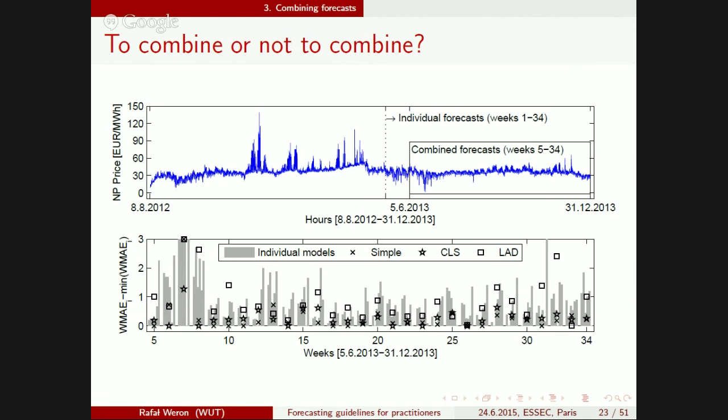So should we combine or not? In this example, we look at data from the Nord Pool region. This is just a calibration period for the individual models, and then the combined forecasts are computed for this rectangular window here. The lower plot shows the errors of the different methods. All the individual methods are just gray bars. I do not distinguish between the different methods here. And the different symbols like X, star, or square are different combination schemes, different methods to combine forecasts. The simple one is just the 1/n simple arithmetic average. The others use more sophisticated ways of combining weights. Now, as you can see, generally, the symbols are lower than the bars.